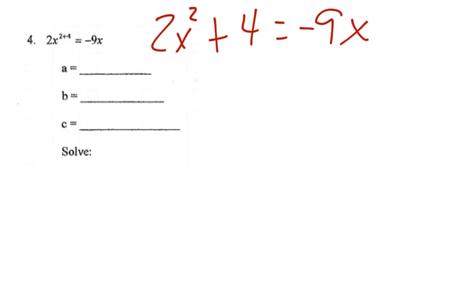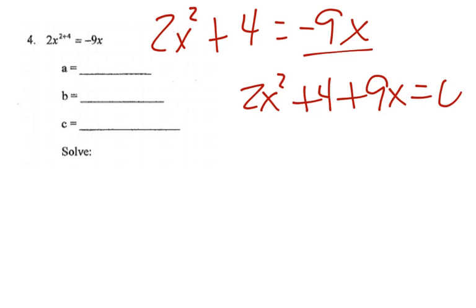I think this was fixed on your notes. It's actually 2x squared plus 4 equals negative 9x. So you got to move that negative 9x, so 2x squared plus 4 plus 9x equals 0. Be careful because it's not in the right order now. A is 2, B is actually 9, and C is 4.